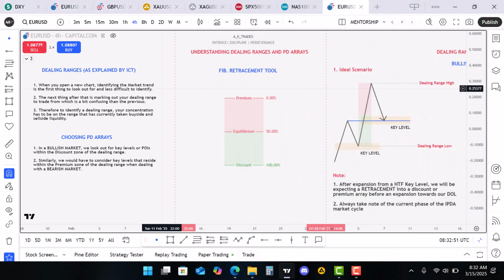Hi guys, today I would like us to go through one of the most important, if not the most important concepts of ICT, and that is dealing ranges and choosing the right PD arrays to trade from. So kindly spare me a few moments of your time and let's go through together.